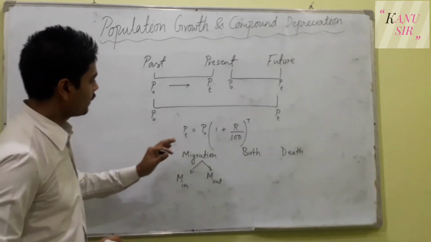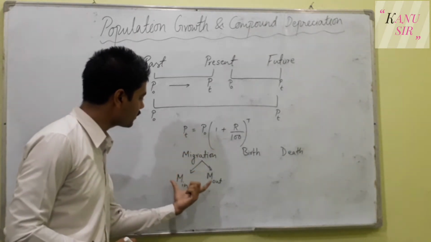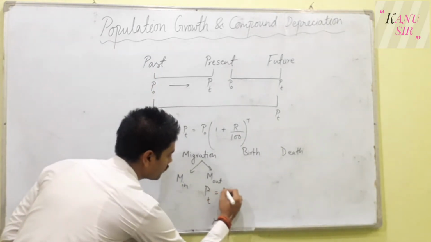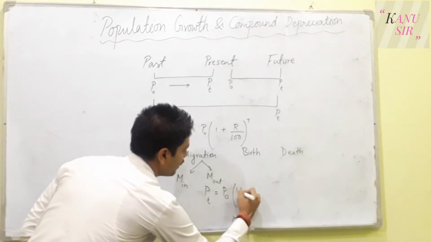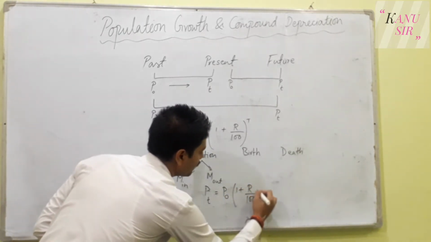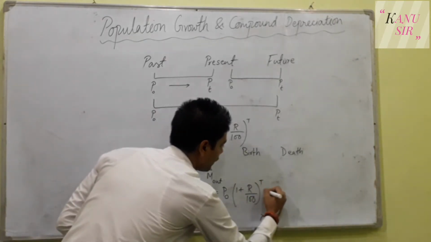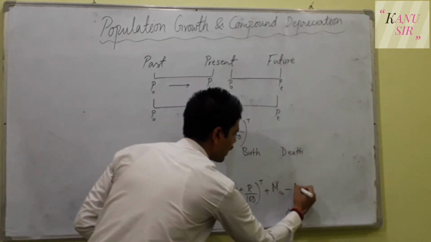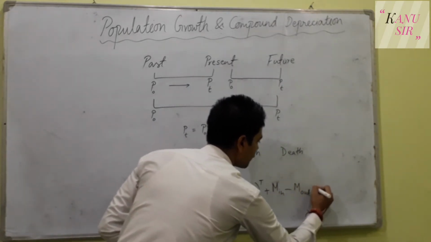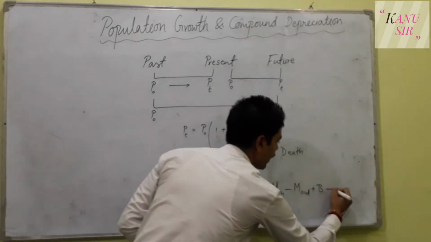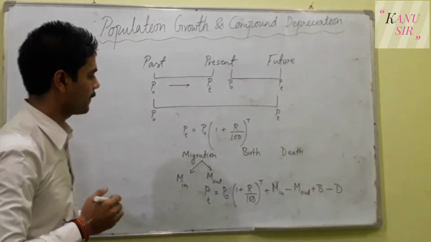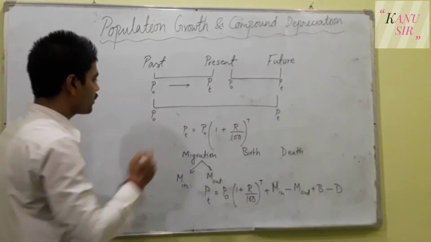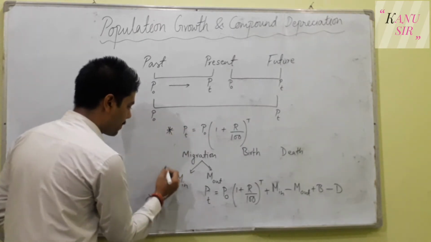If the conditions of migration, birth and death are given, then the formula changes to PT is equal to the initial population times 1 plus R upon 100, to the power T, plus migrated people in, minus migrated people out, plus number of births, minus number of deaths. So these are the two formulas that are mostly important in population growth.